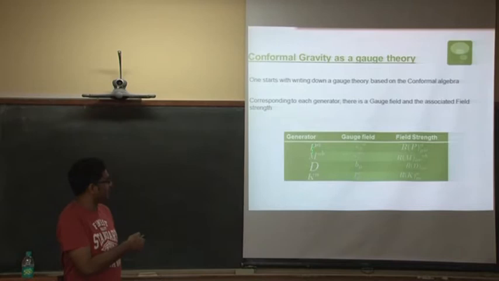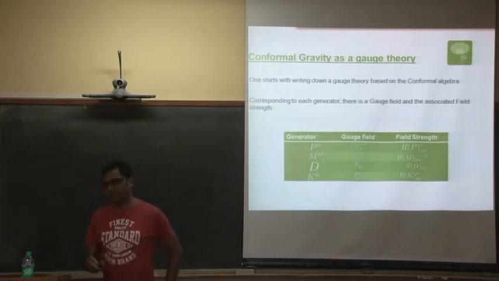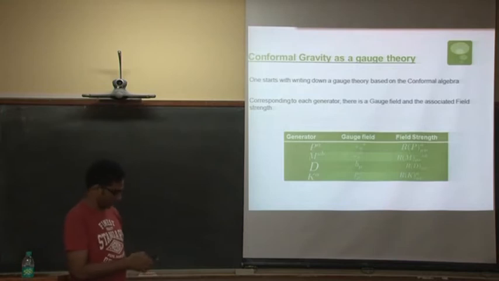So for example, you have this conformal algebra. There is a generator P, this is local translation, M is Lorentz transformation, D is dilatation, and K is special conformal transformation. And corresponding to each of these generators, you have these gauge fields: e_mu^a, omega_mu^ab, b_mu, and f_mu^a. And there's an associated field strength corresponding to them. This is the gauge theory. So when you have an algebra, you just gauge it. That's what you do here.